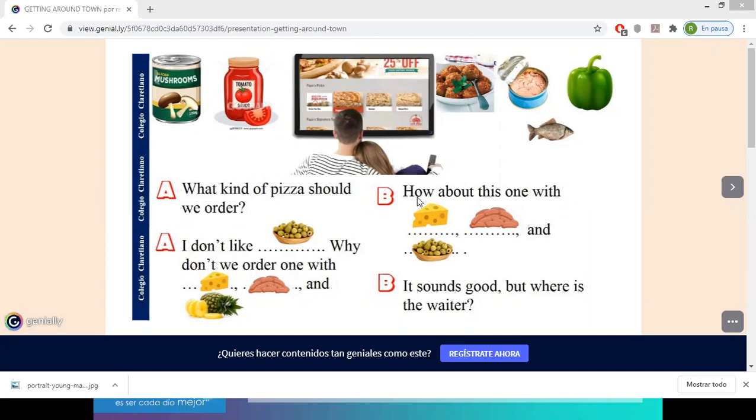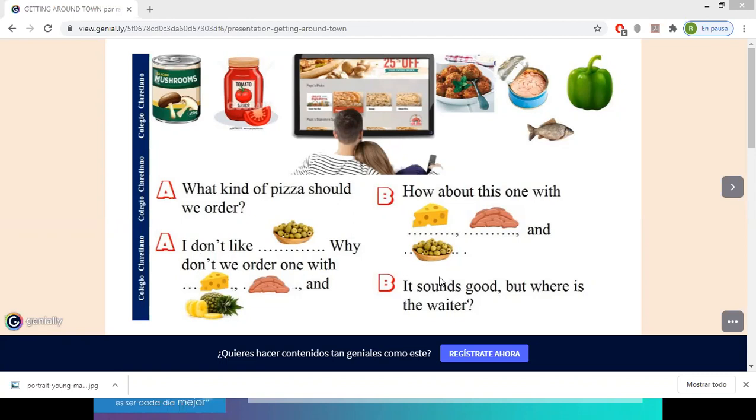What kind of pizza shall we order? How about this one on wheat? Cheese, sausage, and olives. I don't like olives. Why don't we order one with cheese, sausage, and pineapple? It sounds good, but where is the waiter?